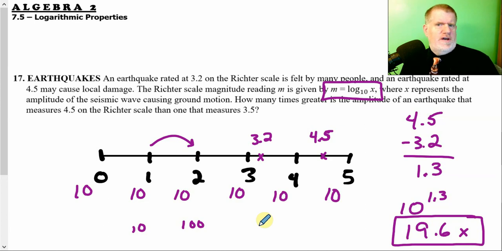Decibels and sound levels are also done with a logarithmic scale. So they're used quite often.